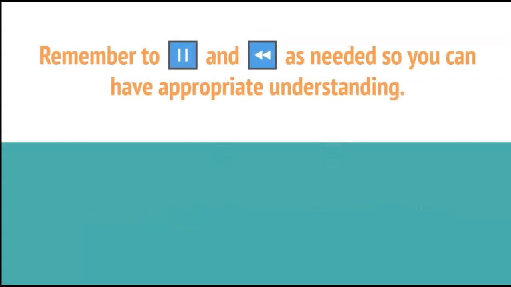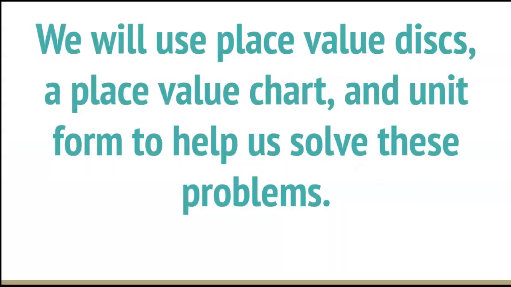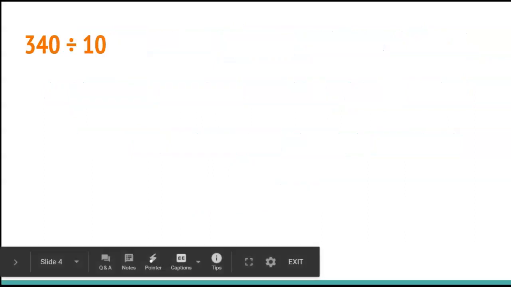All right, so of course, make sure that you're pausing and rewinding as you need, so that way you can have appropriate understanding, and make sure that you have something to write on and write with, so that way you can be working out the problems with me. So we're going to be using place value disks, place value chart, and then finally using unit form to help us solve these problems. All of these strategies are great strategies for you to use.